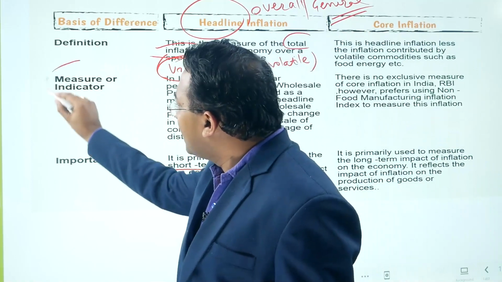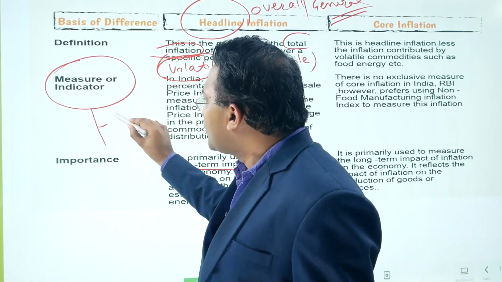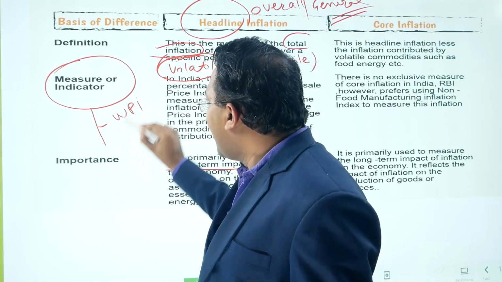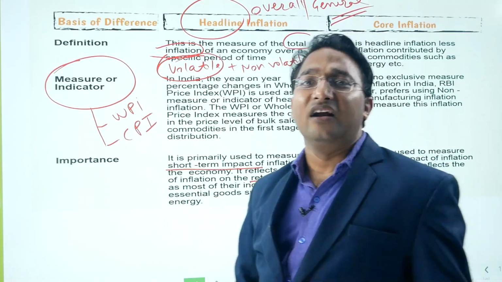Now, what is a measurement or indicator? So measurement and indicator can be first in the form of WPI, and now even the CPI has been introduced as part of the headline inflation.